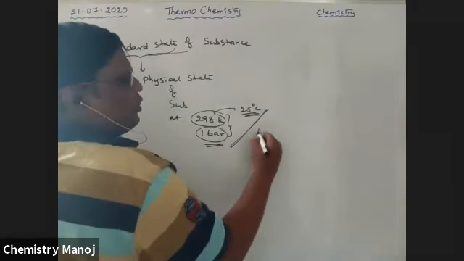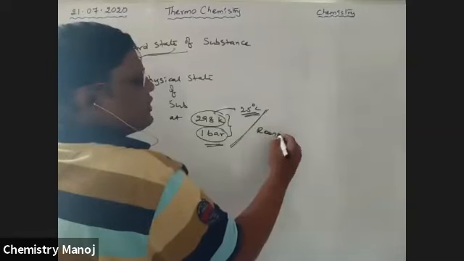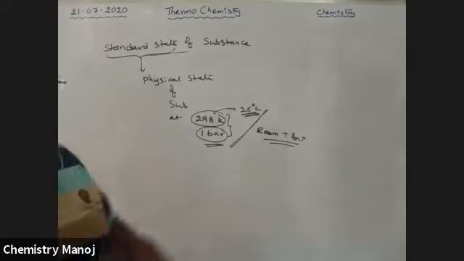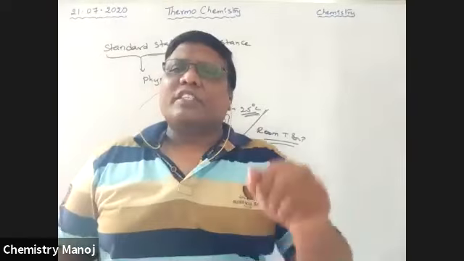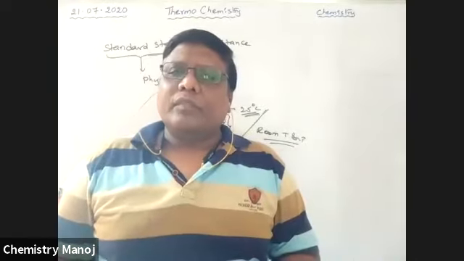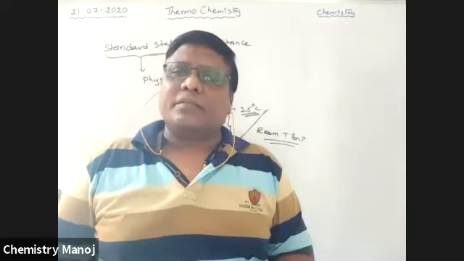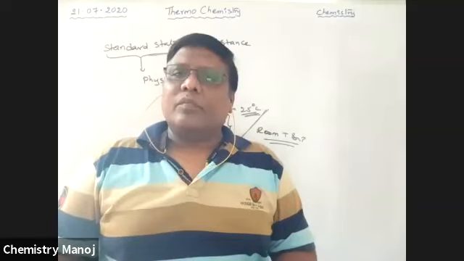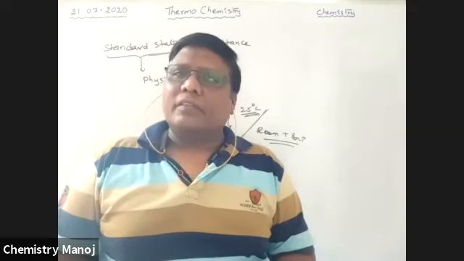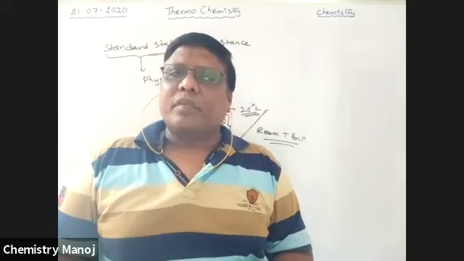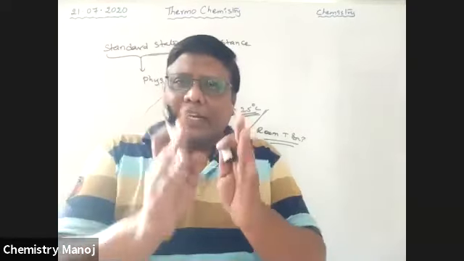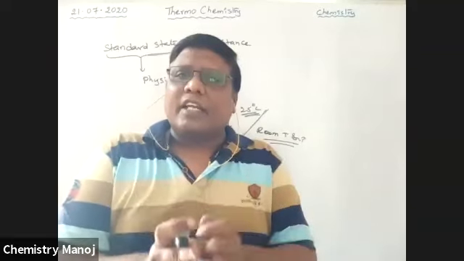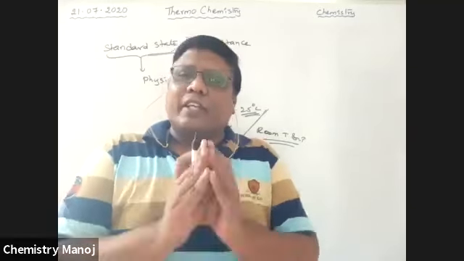These are taken as room temperature and pressure. At room temperature and pressure, what is the physical state of that material? That is the physical state of the substance at 298 Kelvin, that is at 25 degrees centigrade, and 1 bar pressure. These are the conditions. At this temperature and pressure only, the physical state we consider is called the standard state of the material.